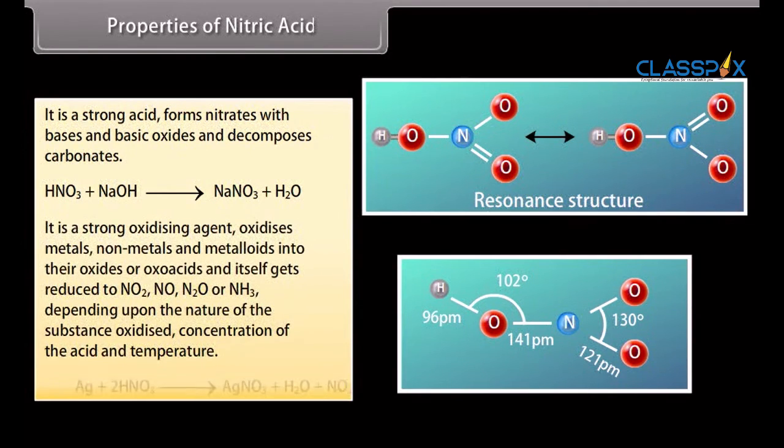It is a strong oxidizing agent, oxidizes metals, non-metals and metalloids into their oxides or oxoacids, and itself gets reduced to NO2, NO, N2O or NH3 depending upon the nature of the substance oxidized, concentration of the acid and temperature.